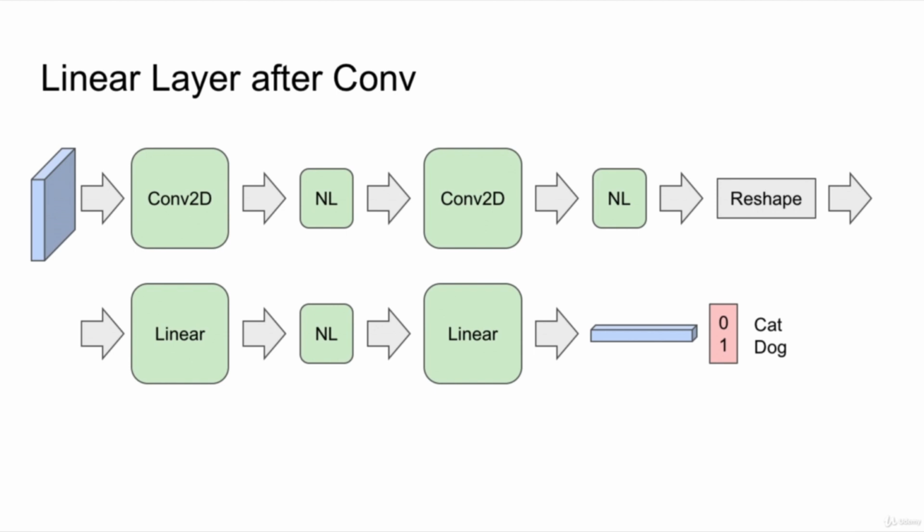Usually, after a set of convolutional layers, we reshape the obtained output to be a vector. Then we add several linear layers with nonlinearities between them. As a result, we should obtain a vector of size equal to the number of classes in the classification problem. If we solve a regression problem, then the output size should be 1.